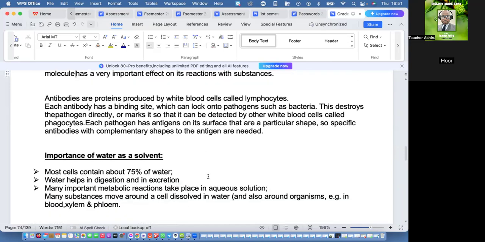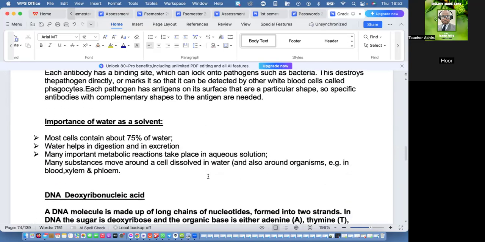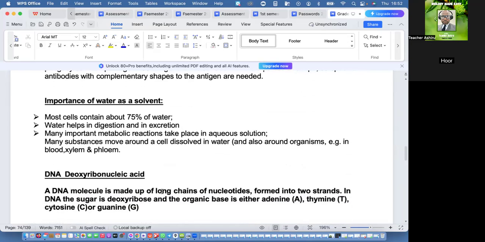Okay, I think that's all. Then we look at the importance of water as a solvent. What are the importance of water as a solvent? Okay, somebody can read that now. Importance of water as a solvent.